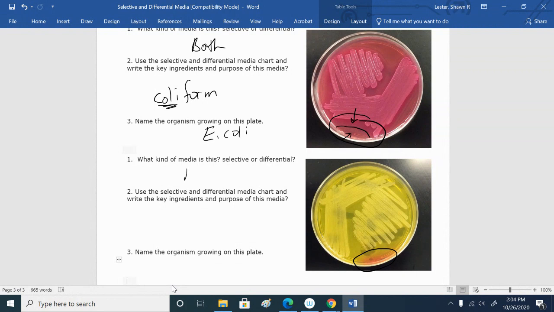Both. It's both. But remember, it's the salt that makes it selective. There are many kinds of bacteria that will grow and many others that are inhibited. And it's differential because of mannitol fermentation. So when bacteria ferment, a general end product is acid. It's easy to test for acid. You can use a pH indicator like phenol red, which turns yellow.